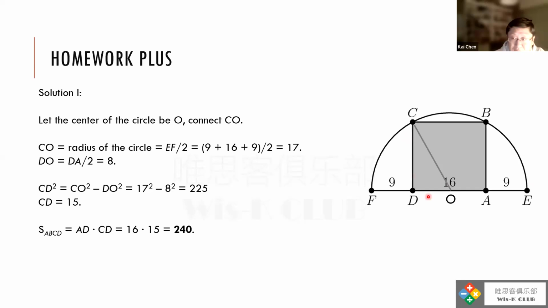So I use that CO is the radius, and we find the triangle here, in which DO is half of 16, and this is the radius. What is the radius? Because the diameter is 9 plus 16, so the radius is 17. Now we know DO is 17 minus 9, which gives 8. So 8 and 17, and again, we get CD is 15. So that's solution 1.